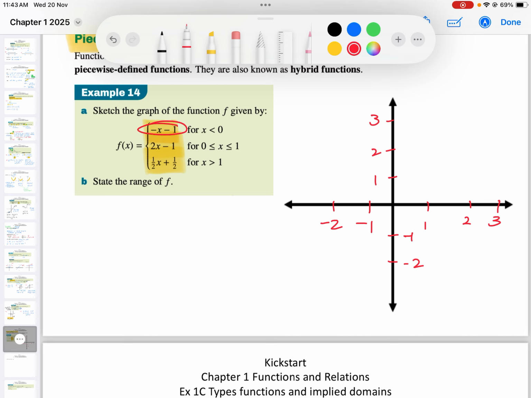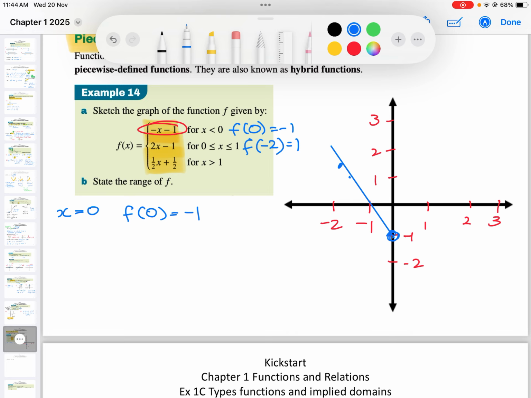First bit, it's a graph of minus x minus 1 anytime x is less than 0. So I know it's got a negative gradient, it's got a y-intercept of -1. It's going to look like this. This is open. And I know that when x equals 0, f of 0 for that first bit is -1. So that's this point. And I also know that when, say, x is -2, we'd get 2 take away 1, 1. So it also goes through -2, 1. That's a bit dodgy, but that's about there. Get the idea.